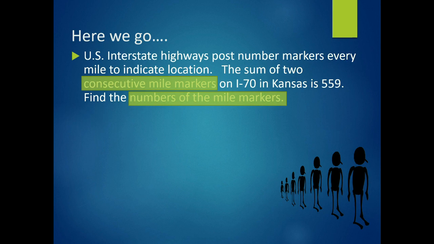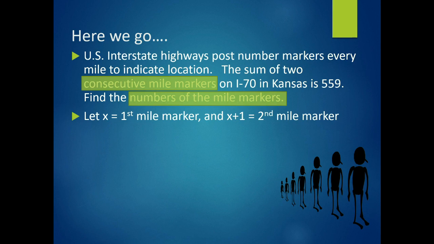We're now ready to set up our unknown. We're going to let x stand for the first mile marker, and the next consecutive number, x plus 1, will represent the second mile marker. We're now ready to translate the mathematical words here into operations and create an equation. We see 2 key words here, the sum of those 2 consecutive mile markers, and that it is 559. This will be the basis of our equation.